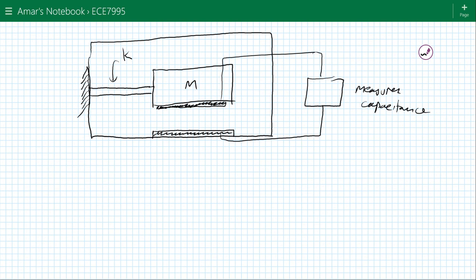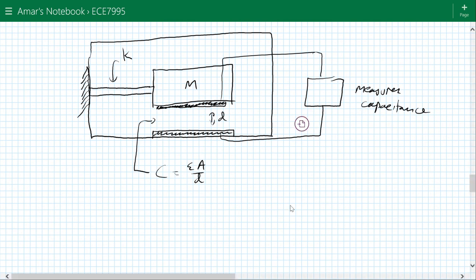What's going to happen to the capacitance here? Capacitance is equal to epsilon A divided by D. This is the distance D, the distance between the plates. Now, let's say we take this whole thing and subject it to an acceleration. What's going to happen to this mass?